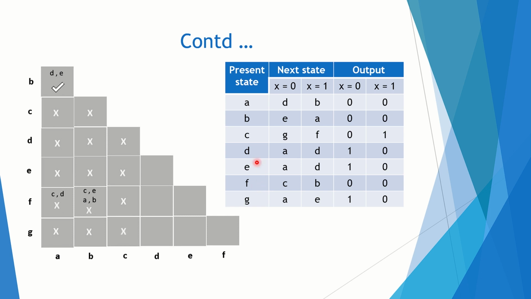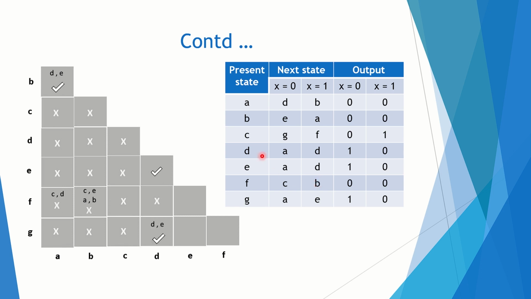You can see D and E have the same output and the same next state, so they are equal. We will put a tick mark here. D and F are not equal.